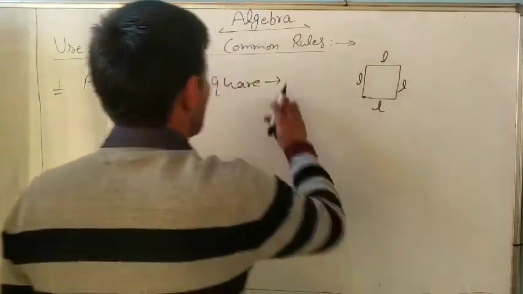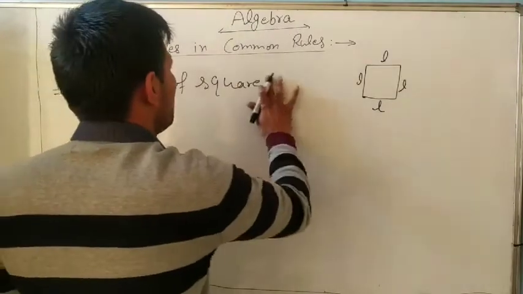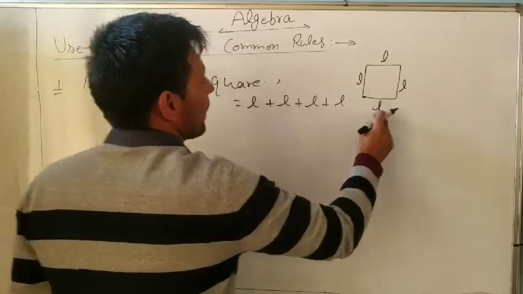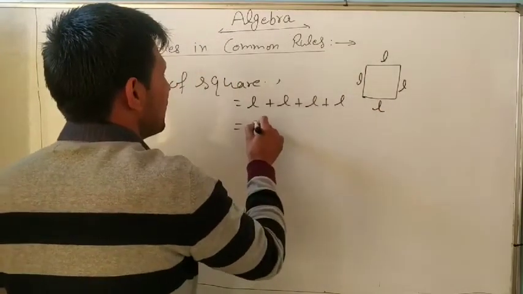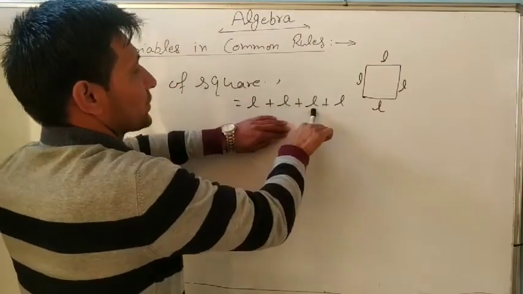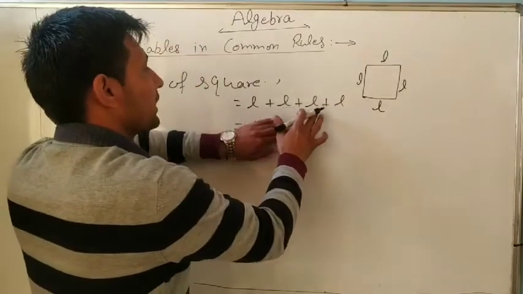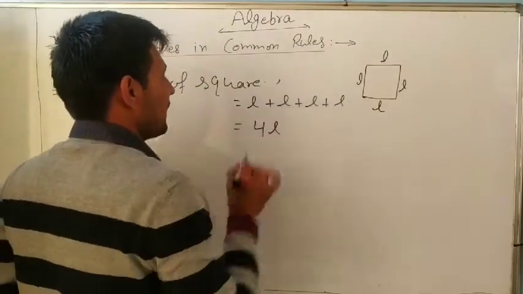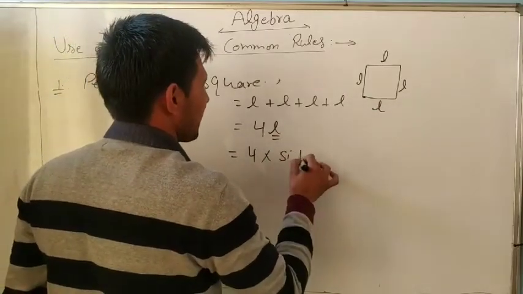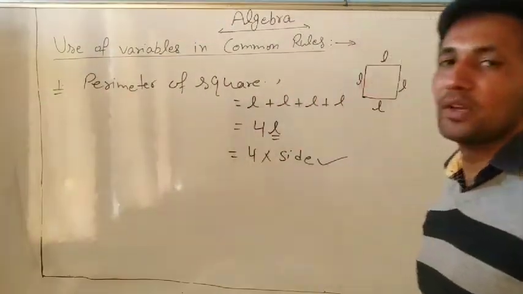And what is the perimeter? Everyone knows the perimeter formula. How will you find it? Perimeter means the total length of the outer boundary. How will you find the total length? L plus L plus L plus L. 1, 2, 3, 4. How many L? 4. Like 1 apple plus 1 apple plus 1 apple plus 1 apple is 4 apples, same way 1 L plus 1 L plus 1 L plus 1 L is 4 L. Otherwise you can say 4 into L, that is 4 multiplied by side. Understand or not? So it is the perimeter of a square.